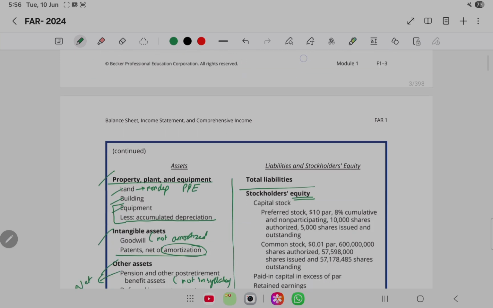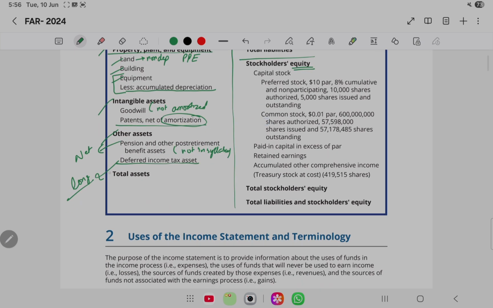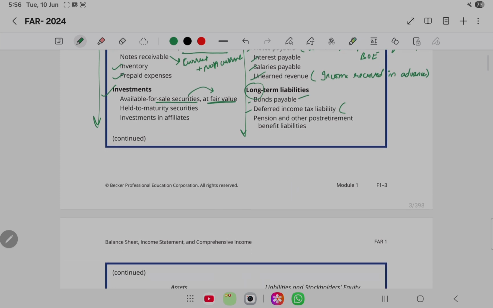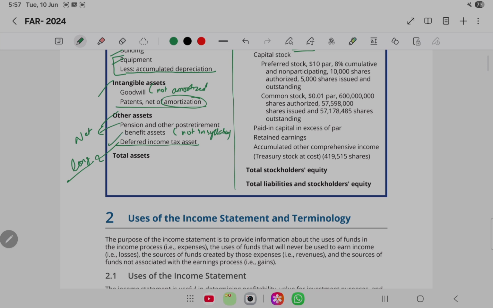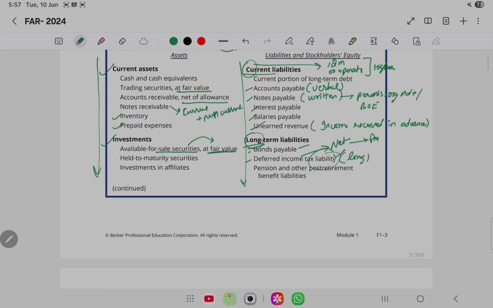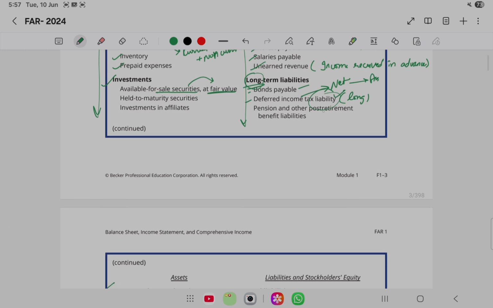As I told you, deferred income tax is always long-term, whether it is an asset or a liability, though it is always shown on a net basis. If we calculate the deferred income tax and it comes under assets, we show it there, and if it comes under liabilities, we show it here. In the balance sheet only one item is there, either a liability or an asset. Pension and other post-retirement benefit is also on a net basis, like gratuity. We can take gratuity as an example.